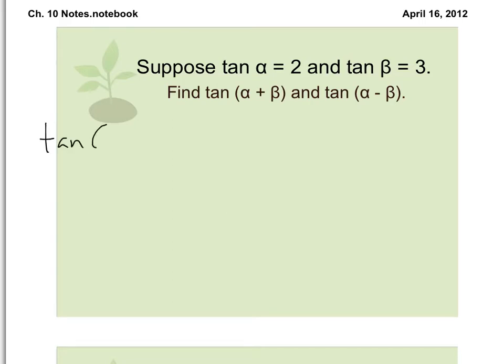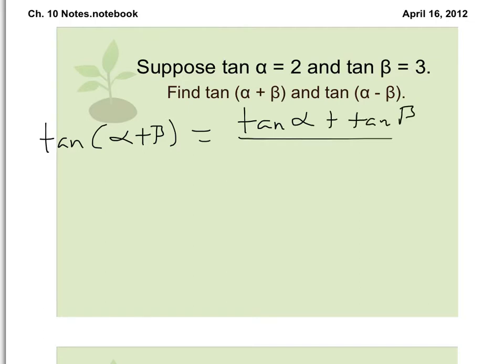Well, here's what our formula states. If we have two angles, alpha and beta, the tangent value of the sum of those two angles is the sum of their tangent values divided by 1 minus the product of their tangent values.